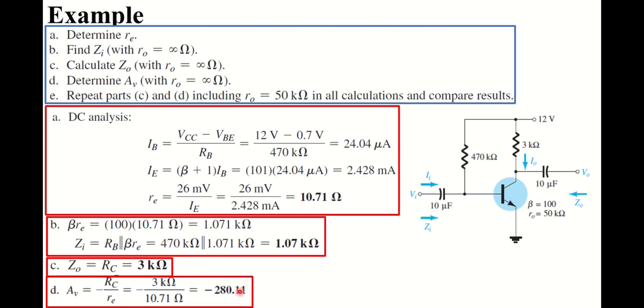In the last part, we are required to again solve part C and part D, but this time with a different value of R0 to make you learn about its impact on the amplification. As you can see, for part B, part C and part D, the values of R0 were infinity ohms. But now in part E, they are asking to solve these three parts again with a different value of R0, which is not infinity, rather it is equal to 50 kilo ohms.